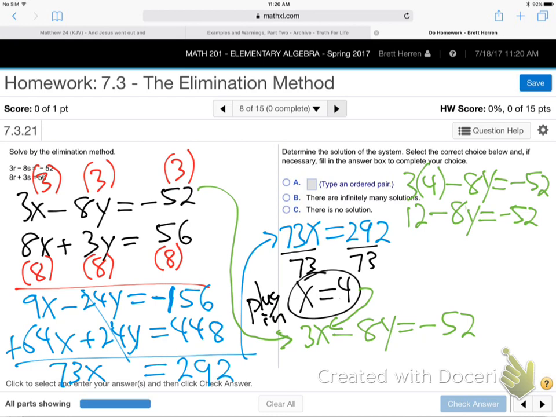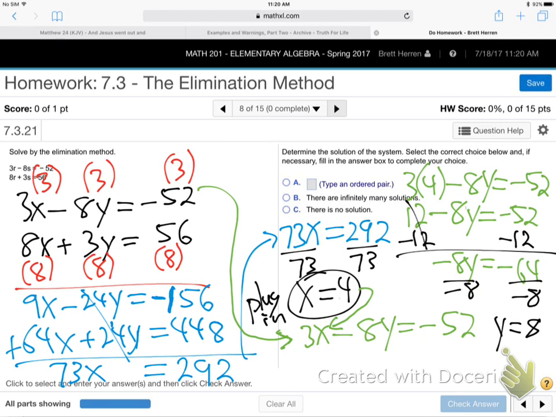Good. Finish solving for y there. Subtract 12 from both sides. Minus 8y is minus 64. Divide by minus 8. It's almost like what happened last time, isn't it? So y equals positive 8. The two negatives make positive.